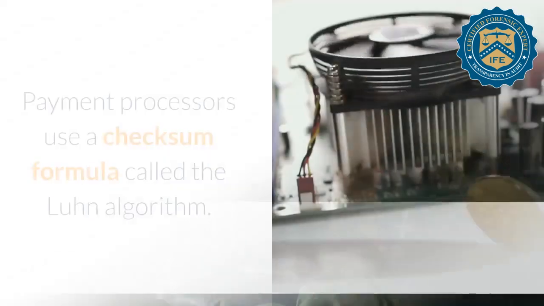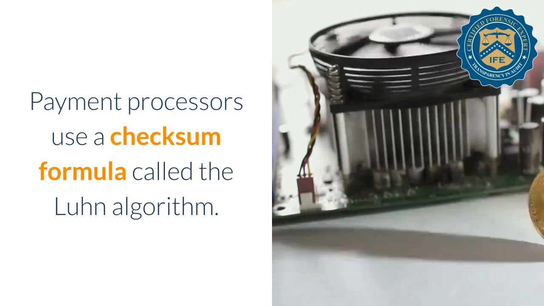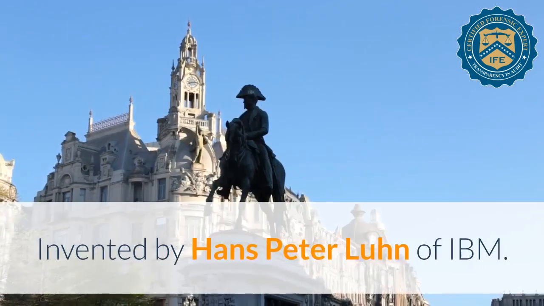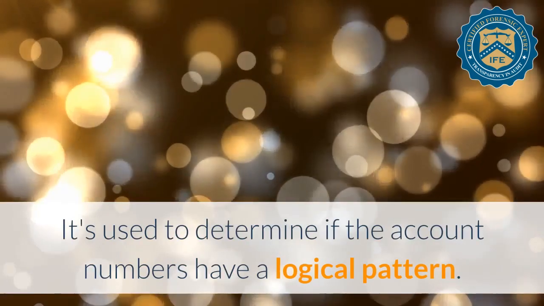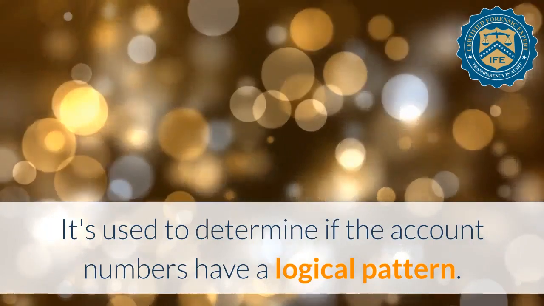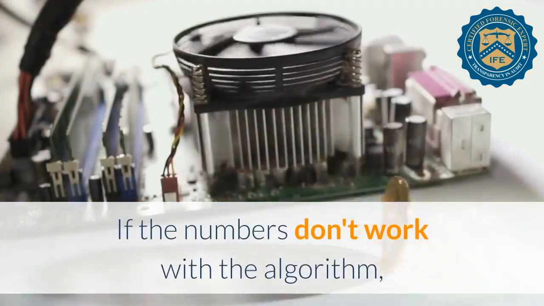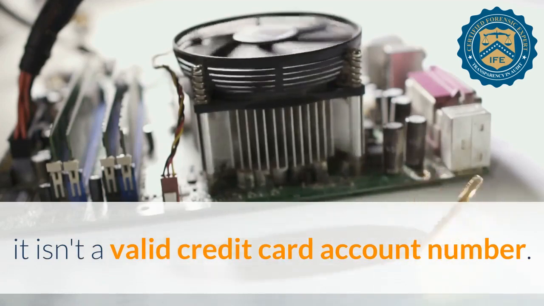Luhn algorithm. Payment processors use a checksum formula called the Luhn algorithm, invented by Hans-Peter Luhn of IBM. It's used to determine if the account numbers have a logical pattern. If the numbers don't work with the algorithm, it isn't a valid credit card account number.